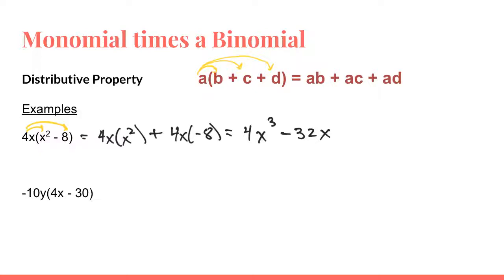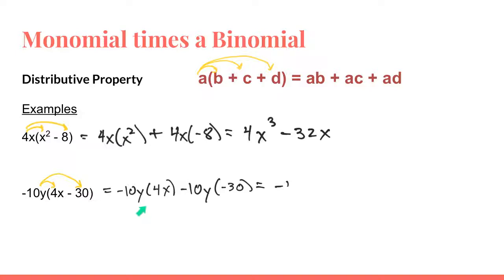Now in your second example, you're going to be multiplying negative 10y times a 4x and a negative 10y times a negative 30. And as we do that distributive property, we do negative 10y times your 4x, and then we're also going to do that negative 10y and multiply by your negative 30. Be careful with that negative, you need that.